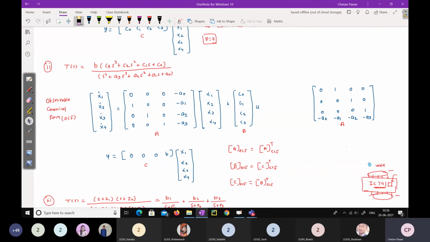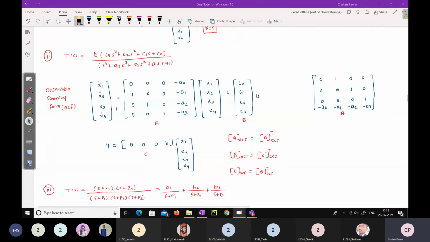So the thing is simple. If the controllable canonical form is there, you can form the observable canonical form by applying these things. A is a transpose of the controllable canonical form. So we have seen two forms, the controllable canonical form and the observable canonical form. Let us see the third form.